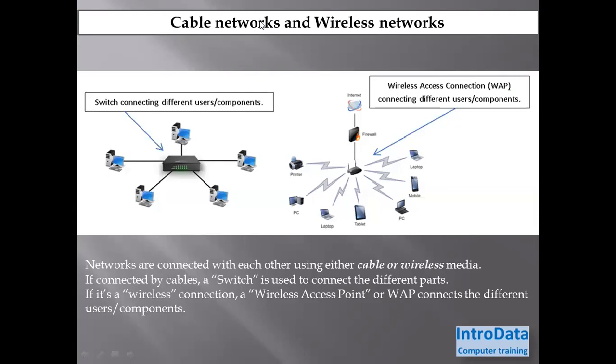Now, a network could have cables or it could be wireless. With cables, you need a switch, okay, to connect the different components. Without cables, you need a wireless access point. And by the way, it's wireless access point. That should be point. And it's abbreviated to WAP.